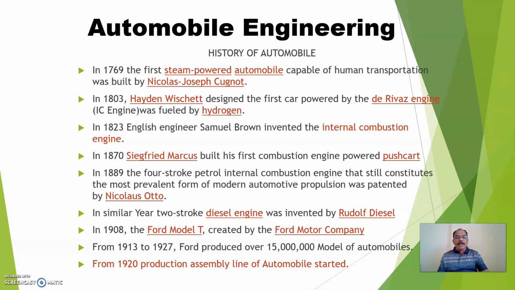But the real era of the automobile started from 1889, when Nicolaus Otto developed the first internal combustion engine, running on a four-stroke petrol engine. And then, two years later, Rudolf Diesel developed the diesel engine. So we can say that from 1890 onwards, the actual automobile has grown up.